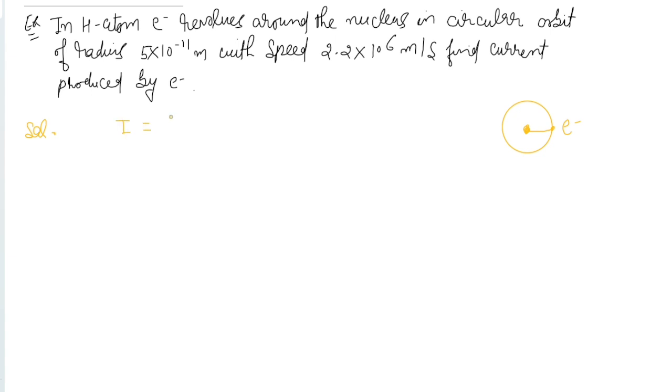So I equal to, we know that, Q by T. This will be the current. And charge of electron is what? Charge of electron is e. So we write it is e by T. बट इन दिस केस हमको टाइम तो पता नहीं है, तो टाइम को कैलकुलेट करने के लिए भी नोट दैट, व्हाट इज द रिलेशन बिटवीन लीनियर एंड एंगुलर वेलोसिटी.